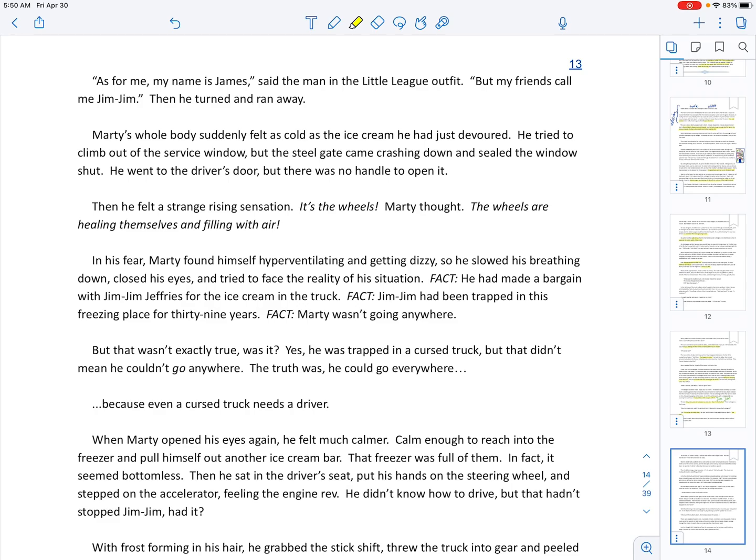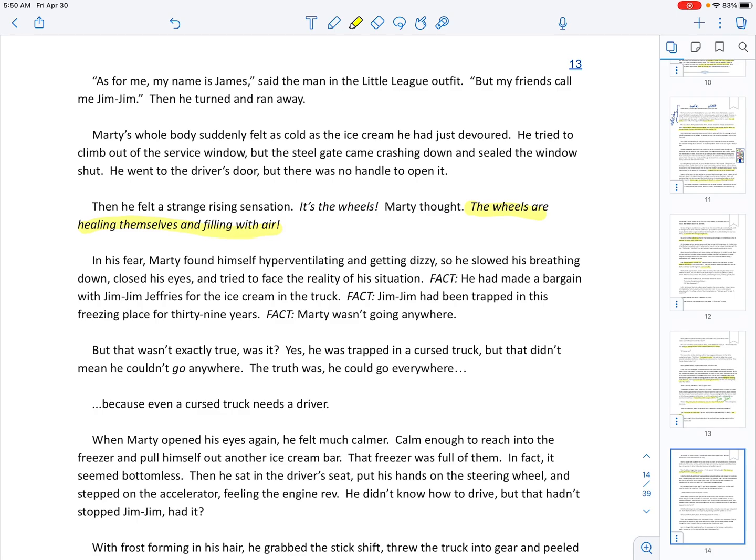Marty's whole body suddenly felt as cold as the ice cream he had just devoured. He tried to climb out of the service window, but the steel gate came crashing down and sealed the window shut. He went to the driver's door, but there was no handle to open it. He felt a strange rising sensation. It's the wheels, Marty thought. The wheels are healing themselves and filling with air.